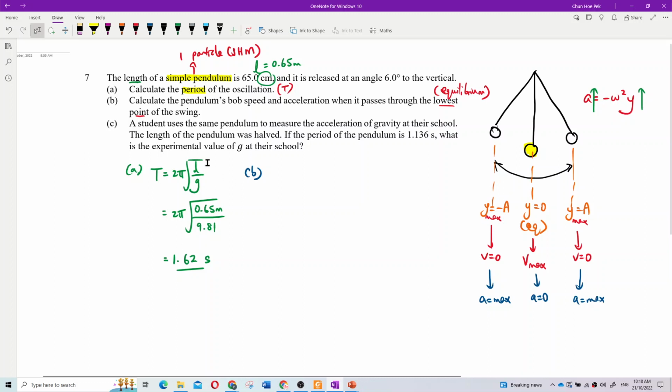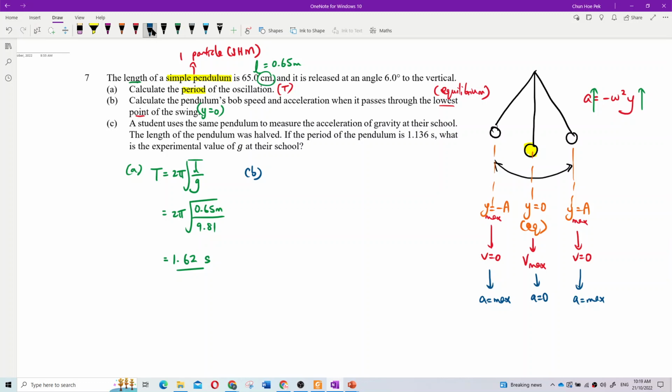Okay? So now where do we want? Lowest point. Lowest point means only at Y equal to 0. So Y is at 0. Can you find V maximum and acceleration? Acceleration is 0. To find speed, we don't even need direction. Speed only, magnitude only.